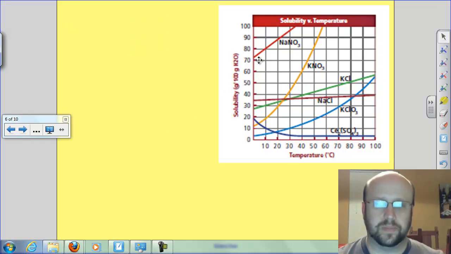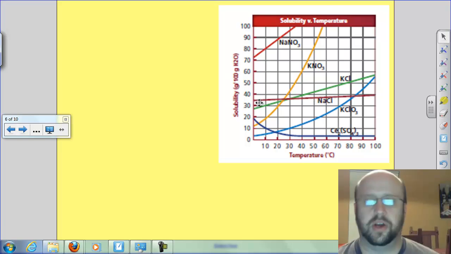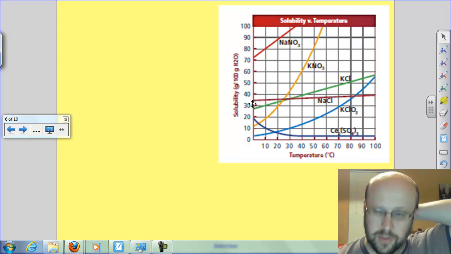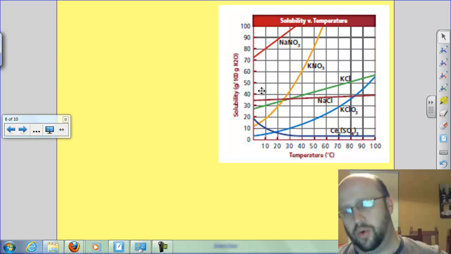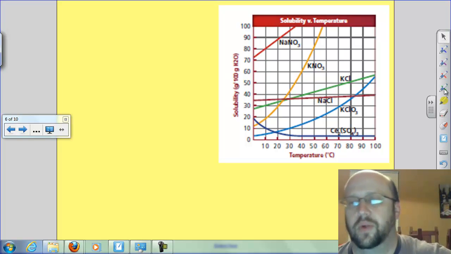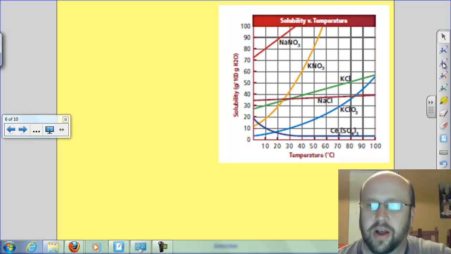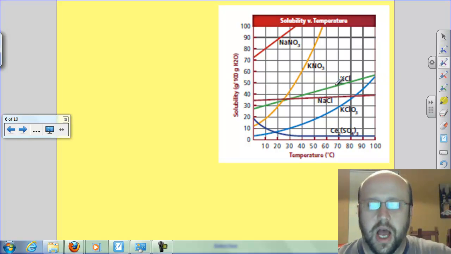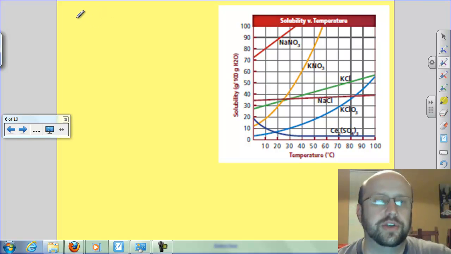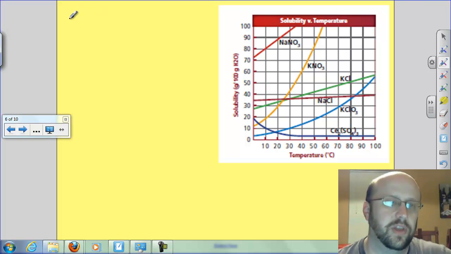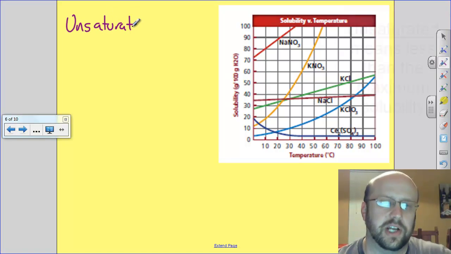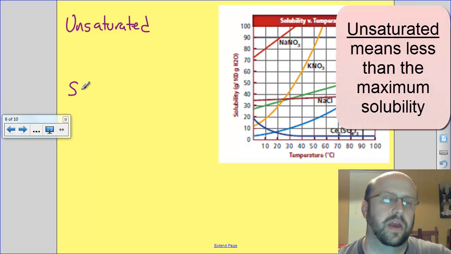Okay, so this is what we call a solubility graph. We're going to use the solubility graph to explain a bunch of different things, and we can tell a whole lot of information from a relatively simple graph like this. You've got a graph like this in your notes. Okay, so make sure that you're looking at that. The first thing that we want to talk about are two definitions, and these hopefully are on your notes. But the two definitions that we want to talk about first are two words called unsaturated and saturated.